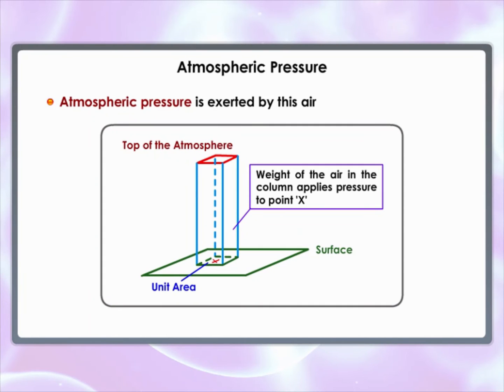We know that there is air all around us. This envelope of air is known as the atmosphere. The atmospheric air extends up to many kilometers above the surface of the earth. The pressure exerted by this air is known as atmospheric pressure. We know that pressure is force per unit area. If we imagine a unit area and a very long cylinder standing on it filled with air, then the weight of the air in the cylinder is the atmospheric pressure.